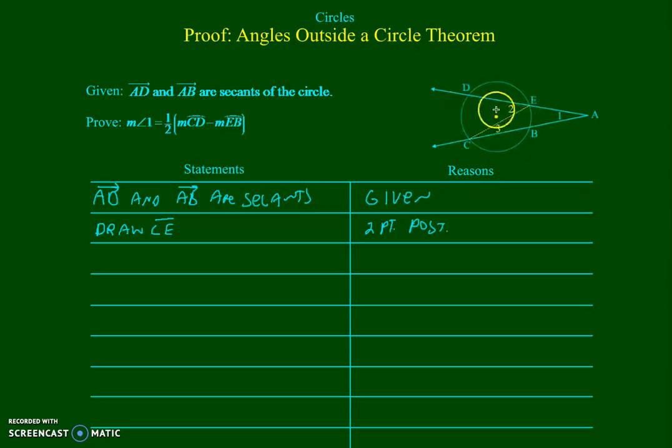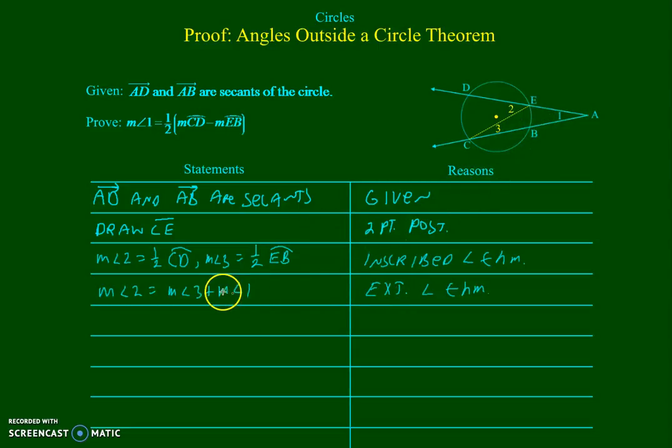And both of those are going to be by the inscribed angle theorem because they're both inscribed angles. Now the next step is to create an equation that relates angle 1 to something that can be turned into arc CD and EB. And that something is going to be angle 2 and angle 3, because angle 2 is in terms of CD here and angle 3 is in terms of EB there. So my next step is going to be angle 2 equals angle 3 plus angle 1. And that's the exterior angle theorem.